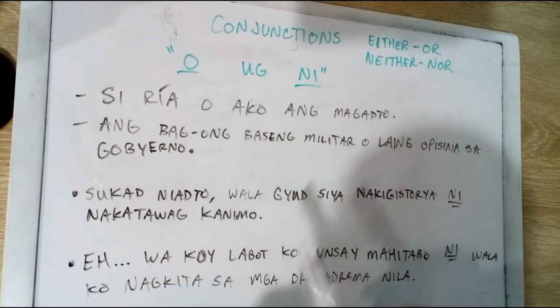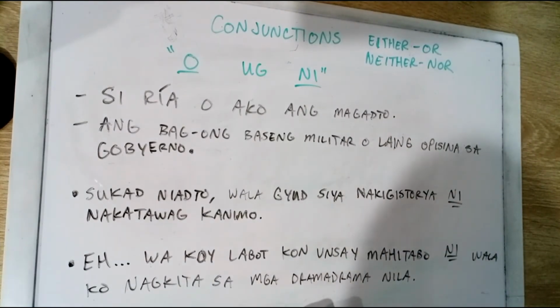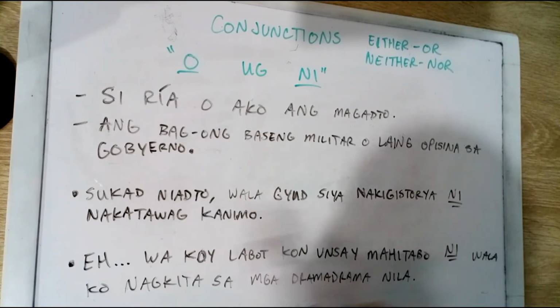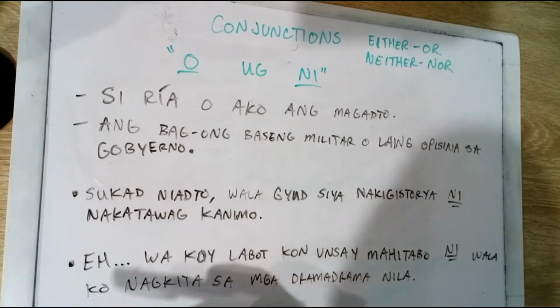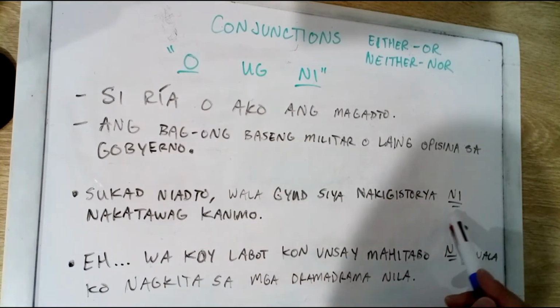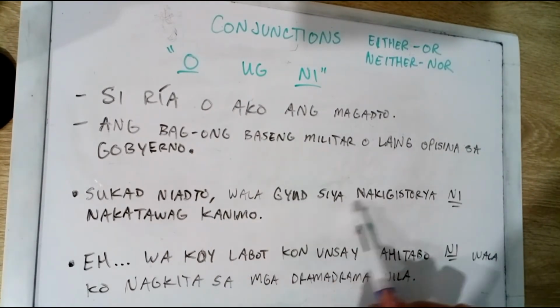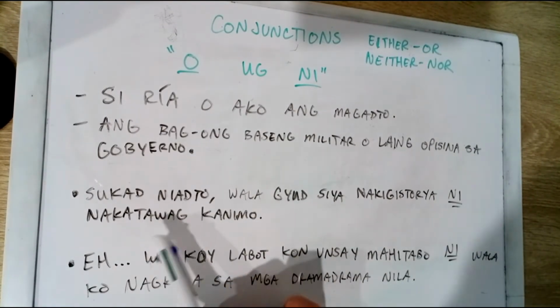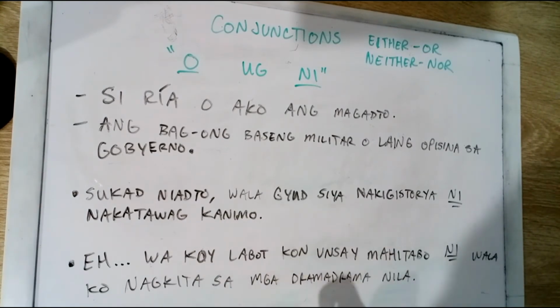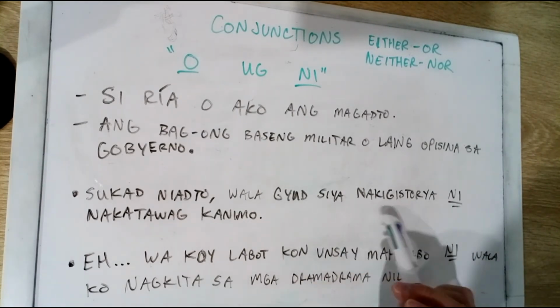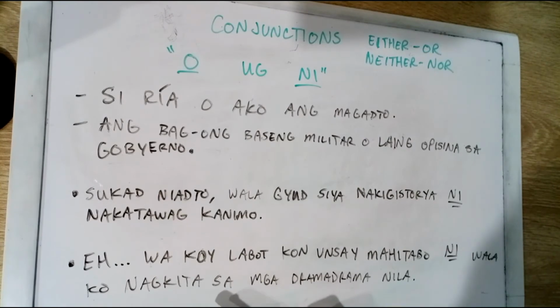Let's move on to the new thing though. Ni happens when you have a negative form, okay? So this first sentence: sukad niya to, wala gyud sa nakigistorya, ni nakatawa ganimo. And you have to have a negative there, right? This ni is telling us that there's a negative, wala. So since then, she hasn't conversed nor called you, or haven't been calling you, right? And again, that ni is that nor. She hasn't been conversing nor calling you.